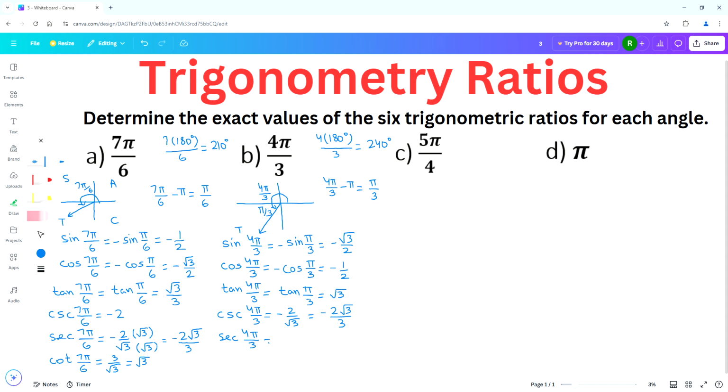Secant is the reciprocal ratio for cos. So the answer should be negative 2 over 1 or just negative 2.